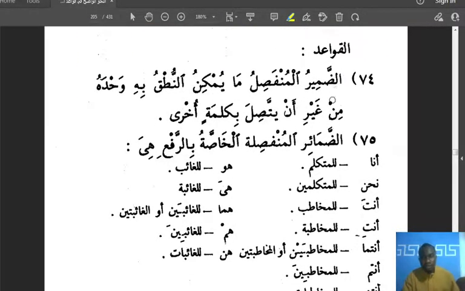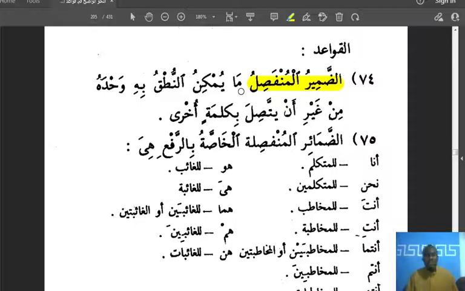القواعد. Let's learn the قواعد. الضمائر المنفصلة. What are they? الضمير المنفصل هو الضمير الذي يمكن النطق به وحده. Then we say ضمير منفصل means the pronoun that can be pronounced alone وحده من غير أن يتصل بكلمة أخرى, without it being attached to another word.